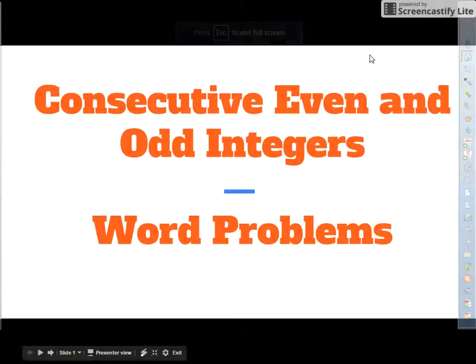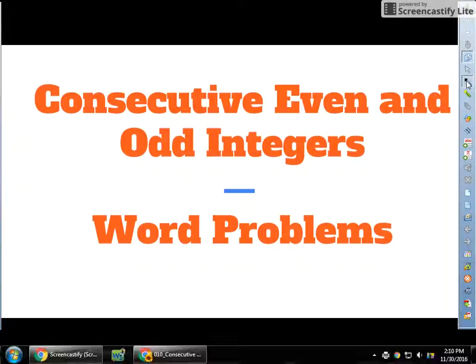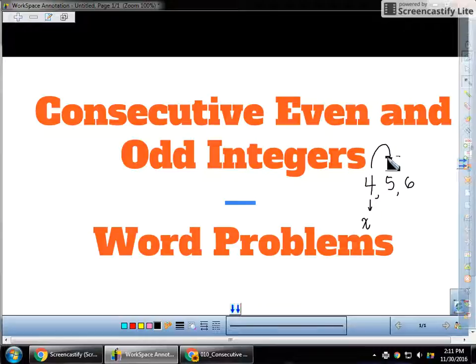So today we are going to talk about word problems involving consecutive even and odd integers. Previously we've learned about just regular consecutive integers such as the numbers 4, 5, and 6. And we represented those numbers with variables and expressions. The first number was always represented by x. And then we said, okay, how do we get from the first number to the second number? Well, we add 1 since they are consecutive. So to get from x to the next number, we take it and we add 1.